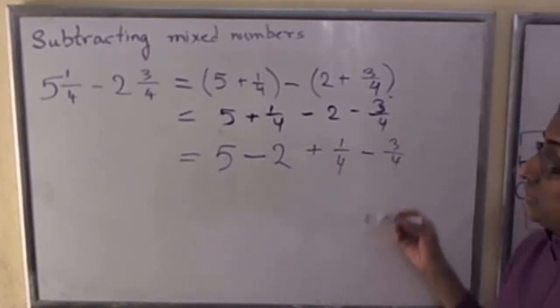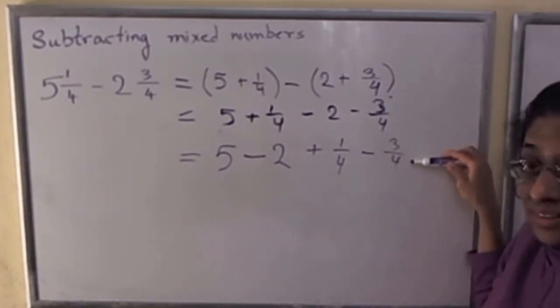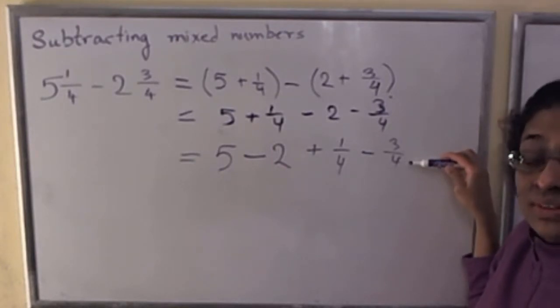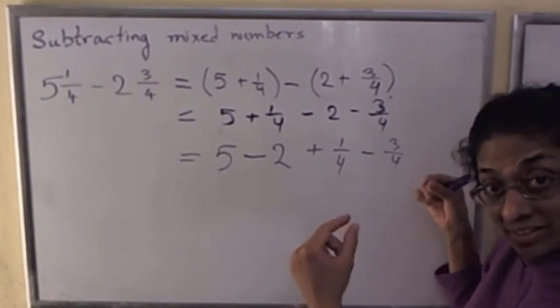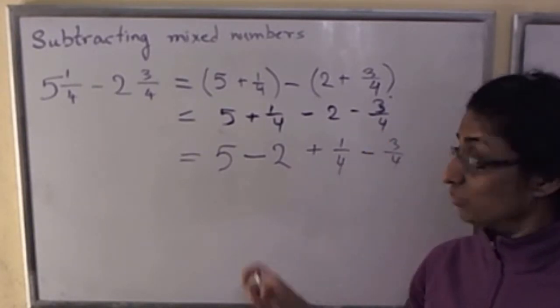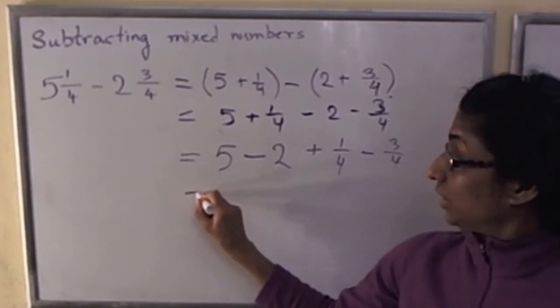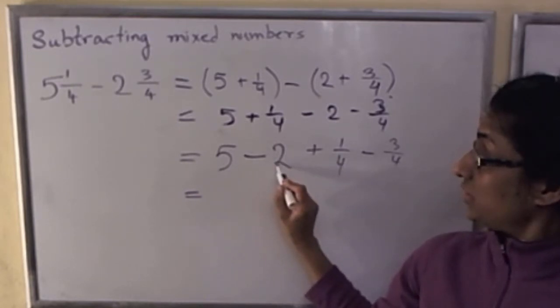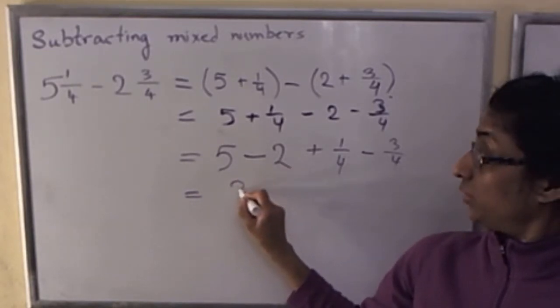So informally I'm justifying these two are exactly the same because they are giving us the length of that same final segment that we're talking about. They represent the length of that same segment we have in mind. Now what do we do? 5 minus 2 is easy to carry out, 3.